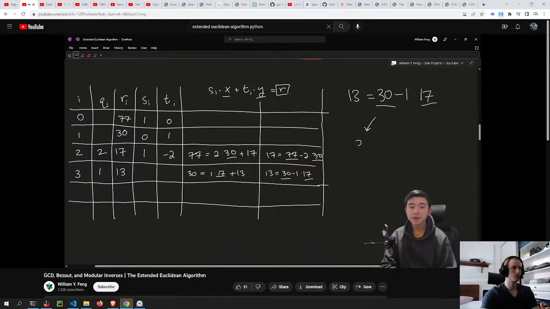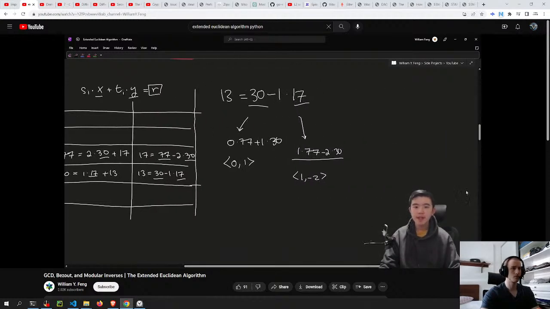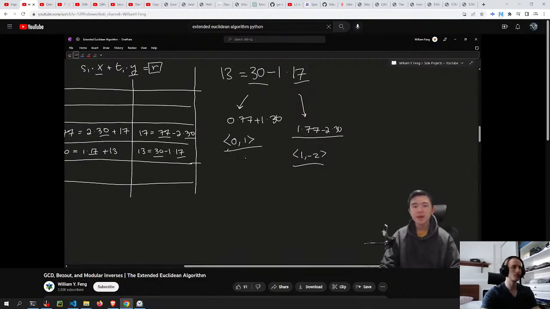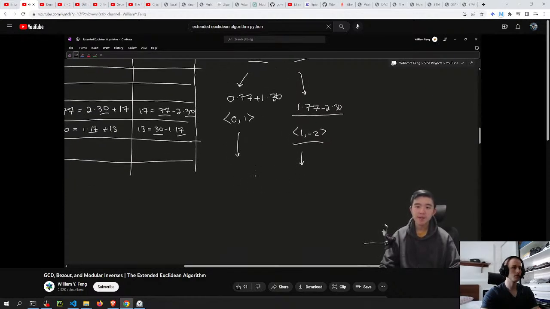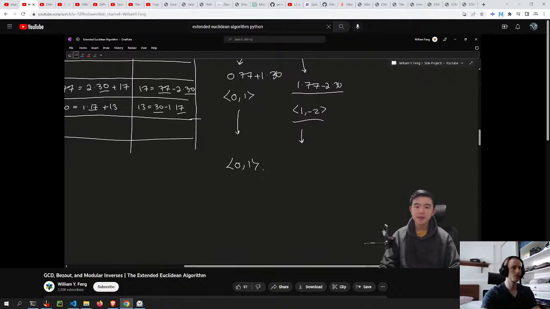30 is equal to 0 times 77 plus 1 times 30, and 17 is equal to 1 times 77 minus 2 times 30. We can even write these as vectors. So 30 is (0, 1), and 17 is (1, -2). Now, 13 can be written as a linear combination of these two vectors. It is 1 times the first vector minus 1 times the second vector, and that produces (0, 1) minus (1, -2), which becomes (-1, 3), I believe.